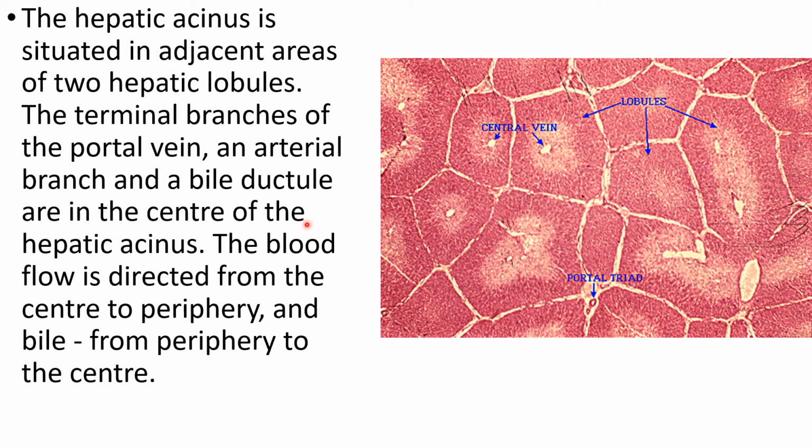The hepatic acinus is situated in the adjacent areas of two hepatic lobules. The terminal branches of the portal vein, an arterial branch, and a bile ductule are in the center of the hepatic acinus. The blood flow is directed from the center to the periphery and the bile from the periphery to the center.